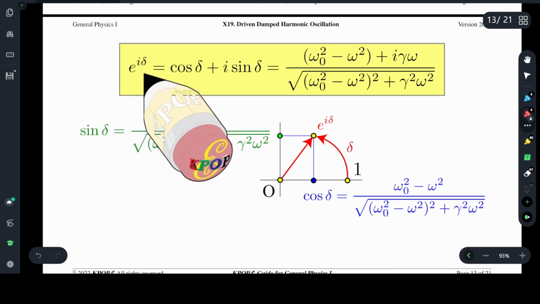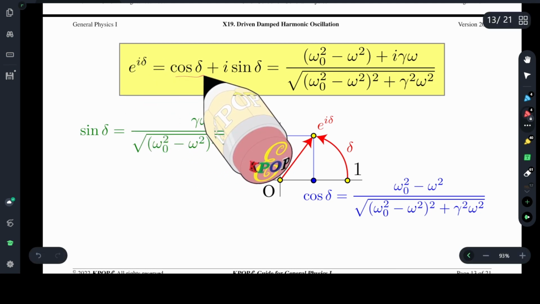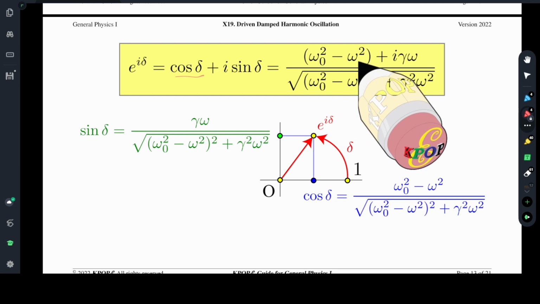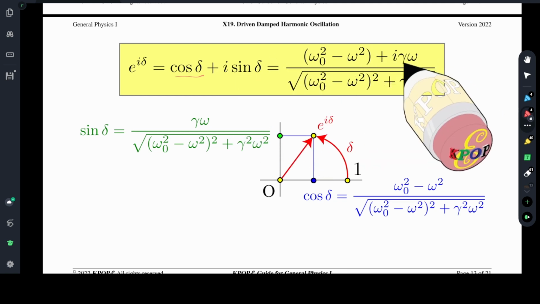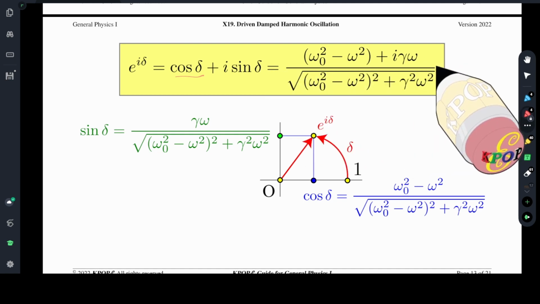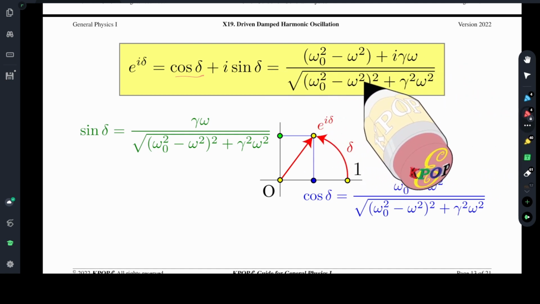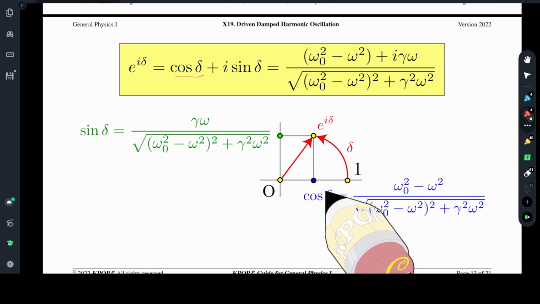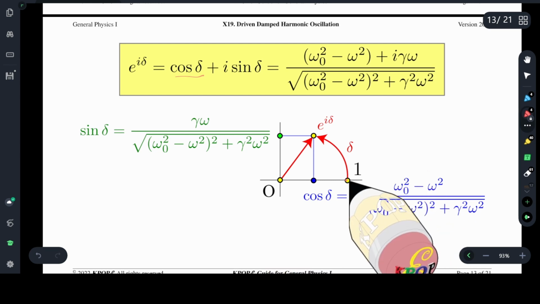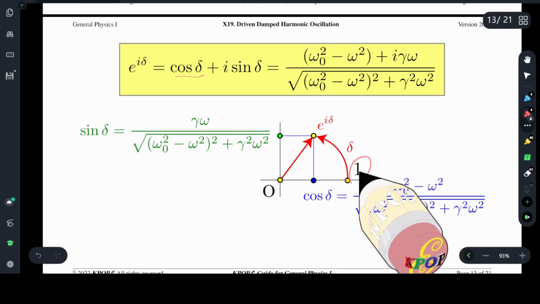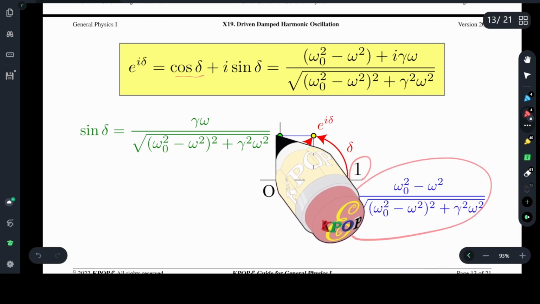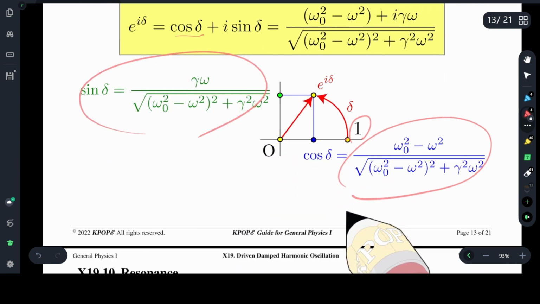So we have e to the i delta, that is cosine plus i sine. The real part is omega 0 squared minus omega squared, and the imaginary part is gamma omega, divided by its modulus, the square root of omega 0 squared minus omega squared, squared, plus gamma squared omega squared. In the complex plane, angle delta has been rotated from the unit. This unity is just one. So rotation means this is the cosine and this is the sine. Okay.